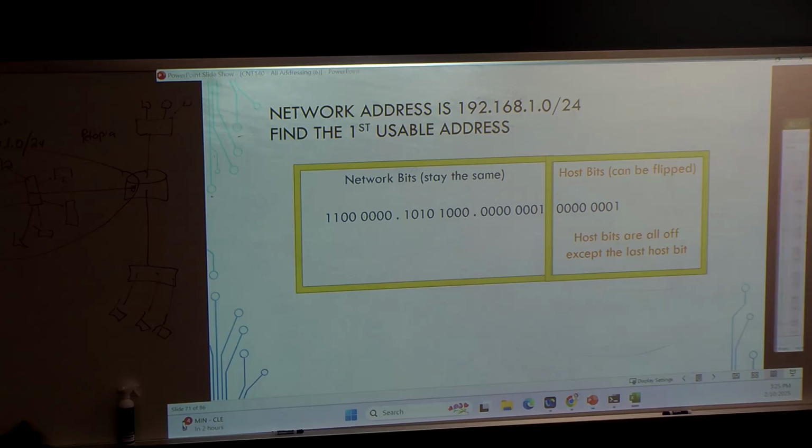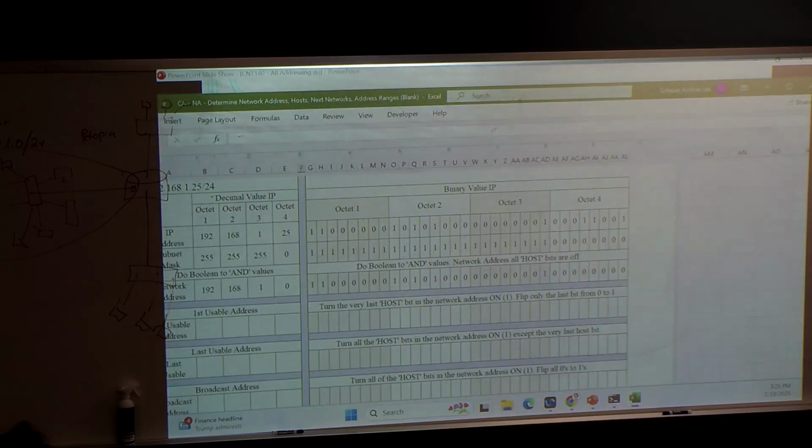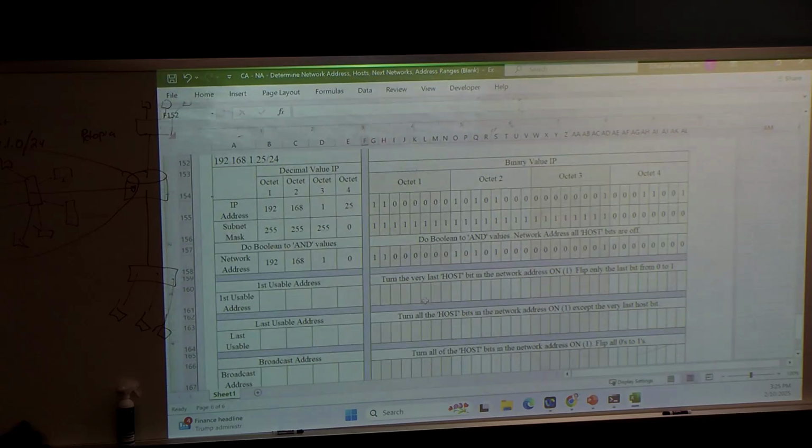So if we take it over here to our worksheet, does the first octet stay the same? It does, right? Now what about the second octet? Does it stay the same? It stays the same. What about the third octet? It stays the same. Okay, but what about the fourth octet? What do I need to do?